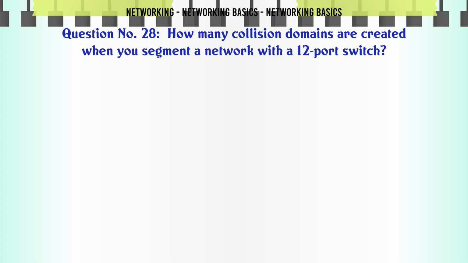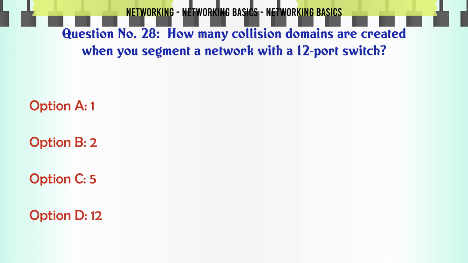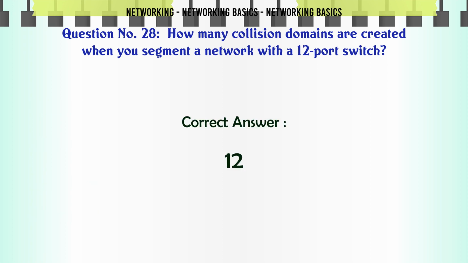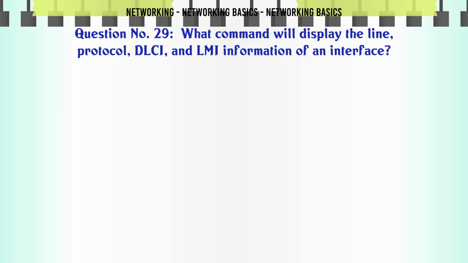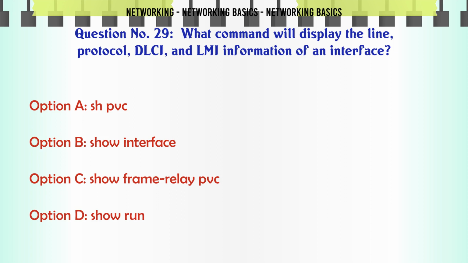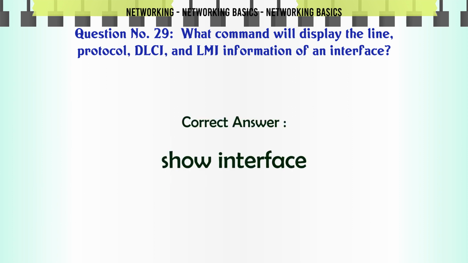How many collision domains are created when you segment a network with a 12-port switch? A. 1, B. 2, C. 5, D. 12. The correct answer is 12. What command will display the line protocol, DLCI, and LMI information of an interface? A. sh PVC, B. Show interface, C. Show frame-relay PVC, D. Show run. The correct answer is show interface.